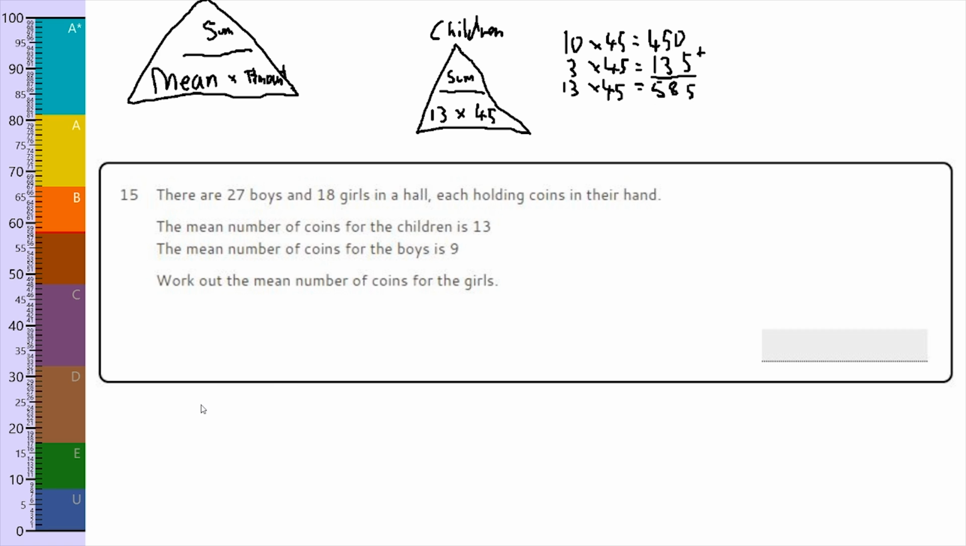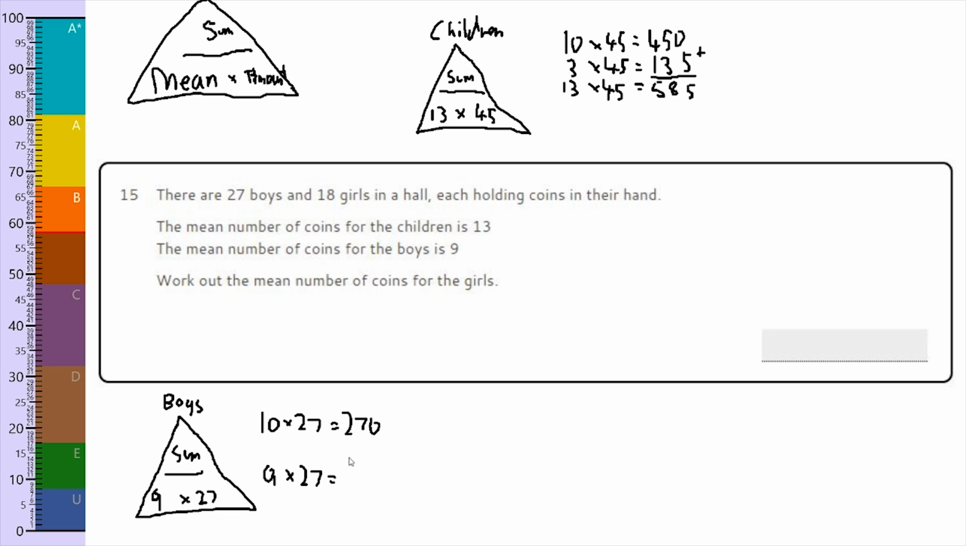So that's the children. Right, let's look at the boys. I'll do the same thing. Slightly less dodgy triangles, still quite dodgy. Okay, so the mean is 9. How many boys are there? There are 27 boys. Now I want to work out the sum. Let's do that, I times them. So, I could do 10 times 27, which equals 270. And then 9 times 27 is 27 less than that.